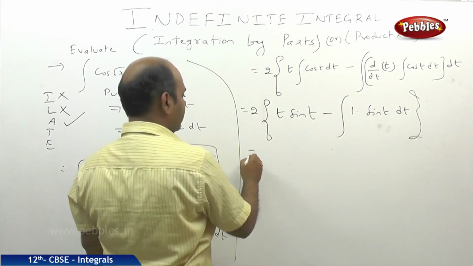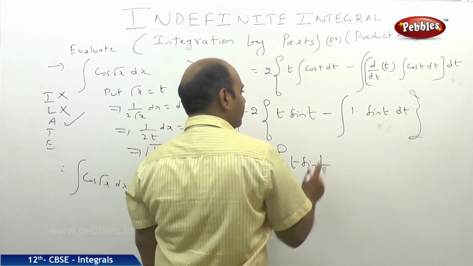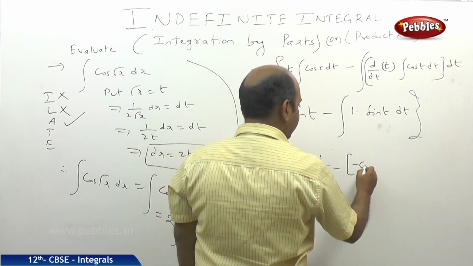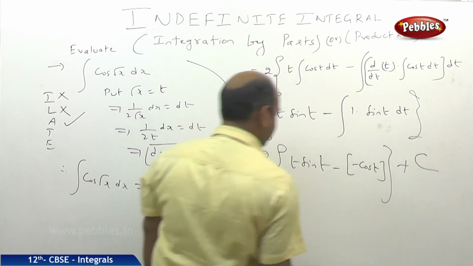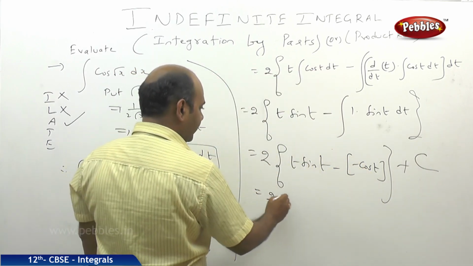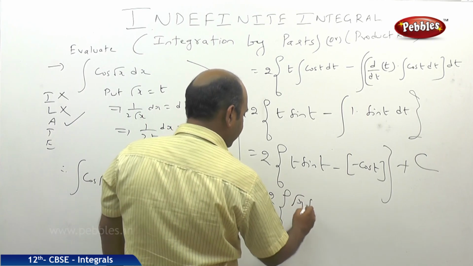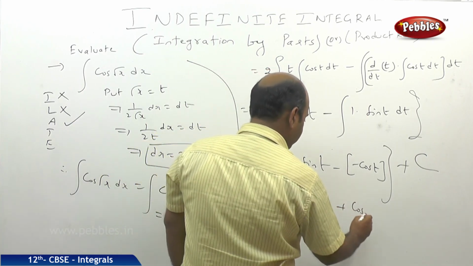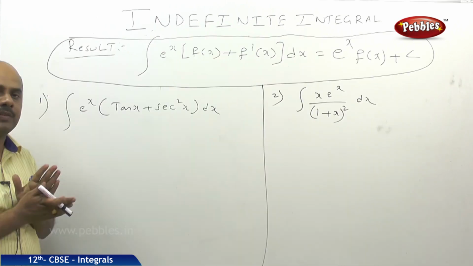So finally what happens? 2 into t sin t, integral of sin t will be minus cos t, so minus cos t, and outside there will be c. So finally, writing root x in place of t, root x sin root x plus cos root x plus c.